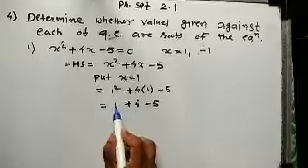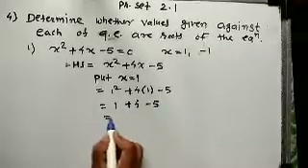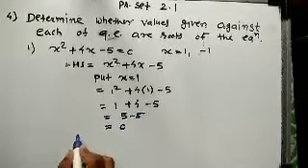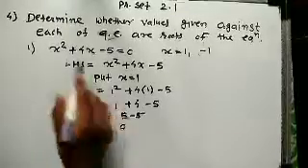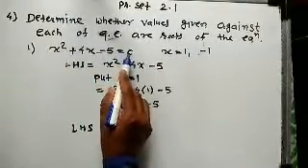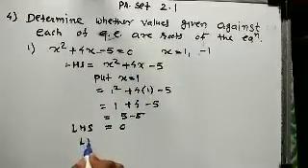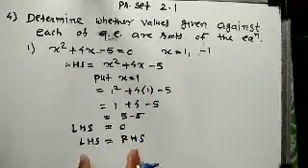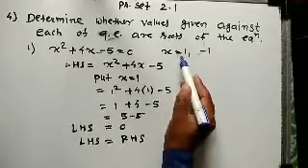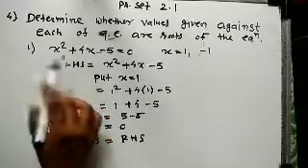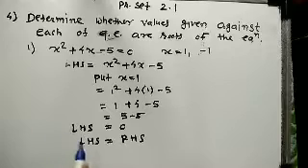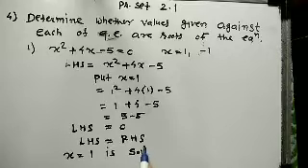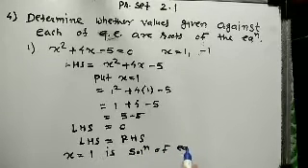When we solve this, 4 plus 1 is 5, plus 5 minus 5, that is 0. Therefore, LHS is equal to 0. But in the given equation, the RHS is also 0. Therefore, we can write LHS is equal to RHS. When the equation is satisfied after putting x equal to 1 in the LHS, then we can write x equal to 1 is a solution of the equation.